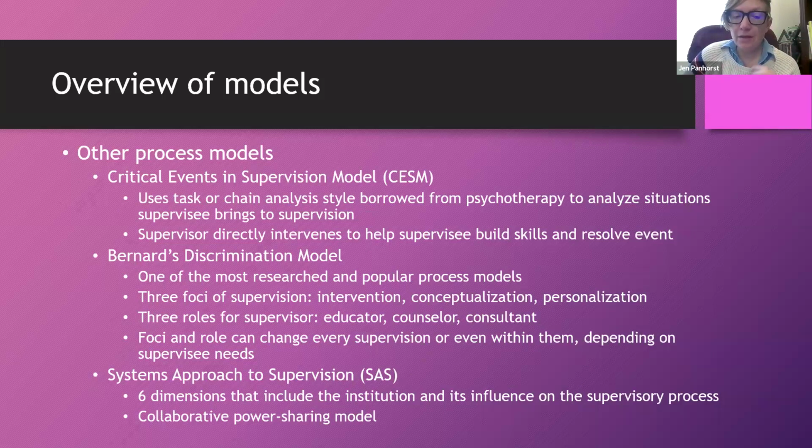And then there's the systems approach to supervision, and that has six dimensions. I would say that one gets the most explicit in terms of the big picture, looking at what's going on in this agency and the policies that are affecting supervision and therapy here, and just looking at those, again, macro concerns. And in this model, it's very collaborative, and the supervisor and supervisee are really working together and sharing power in that dynamic.